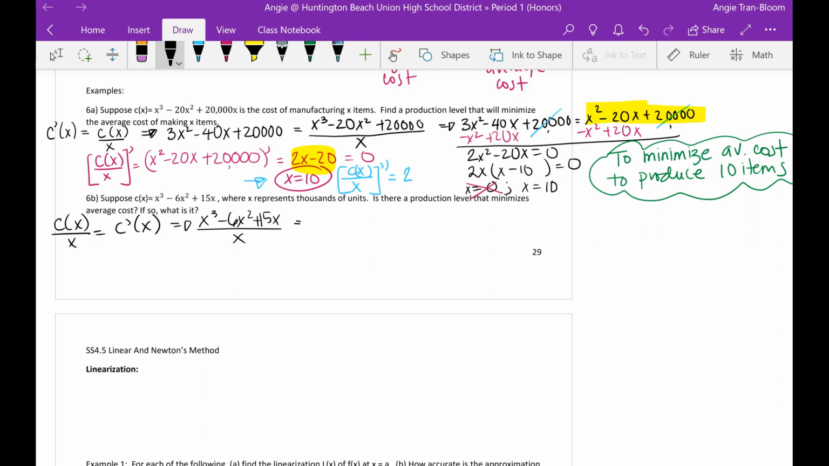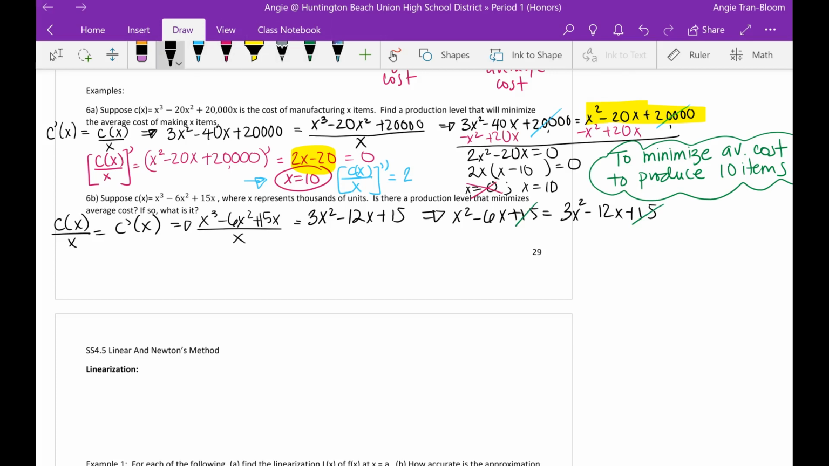And we're going to try to solve for x. So I'm going to do the derivative. The derivative of this is 3x squared minus 12x plus 15. Let's try to simplify from here. The average cost is now x squared minus 6x plus 15, which equals the right side, the marginal cost for x items. Because both sides have 15, they can cancel.